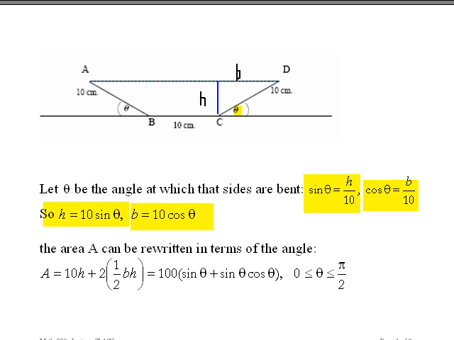So here was my expression for the area. It had 10h, that was the base, a rectangle. I can replace h by 10 times the sine of theta and get this first term right here. Now I have 2 times 1/2 bh, so I just have to multiply b by h. So b times h would be 100 sine theta cosine theta, and here's the sine theta cosine theta part. I'm restricting the angle to lie between 0 and pi over 2.